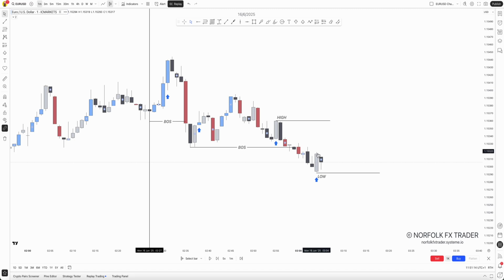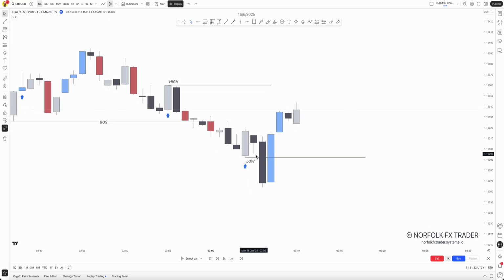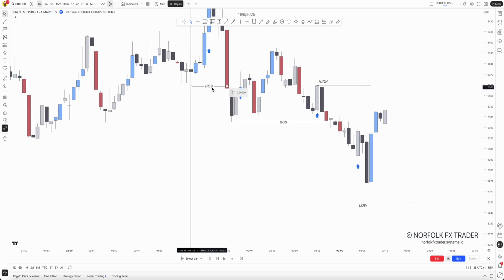And now when we look for a pullback, we don't need to see a pullback all the way back up to this high, or sorry, this high where we see the break to downside. We're just looking for a pullback within this trading range. Again, until we see a continuation, which we get pretty quick there. And that went so quick I didn't get a chance to stop it. We get a straight push through and a break of structure. So let's just make a new BOS.